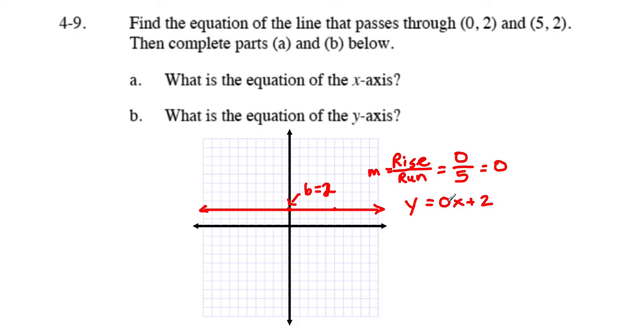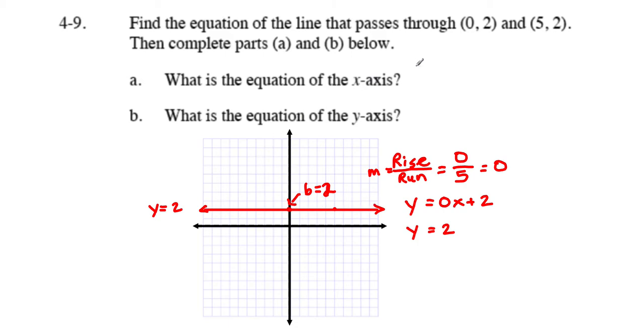Now in this equation, if you have 0 times whatever your input is, it's always going to end up being 0. So this is the same thing as saying y is equal to 2. So the equation of this line right here is y equals 2. This is every point that has a y value of 2. It makes us a horizontal line.